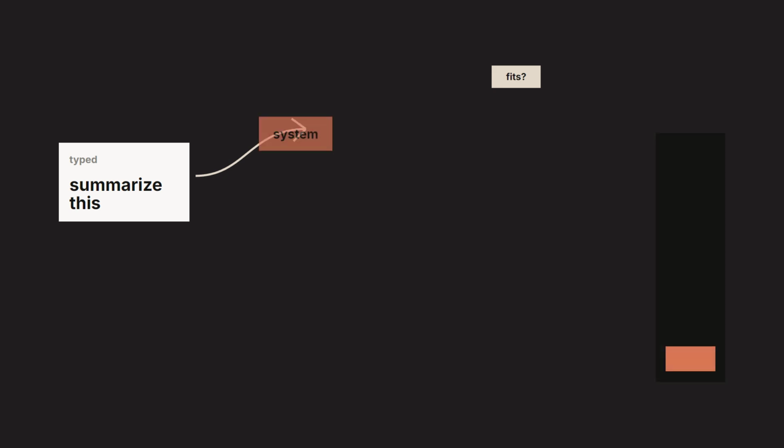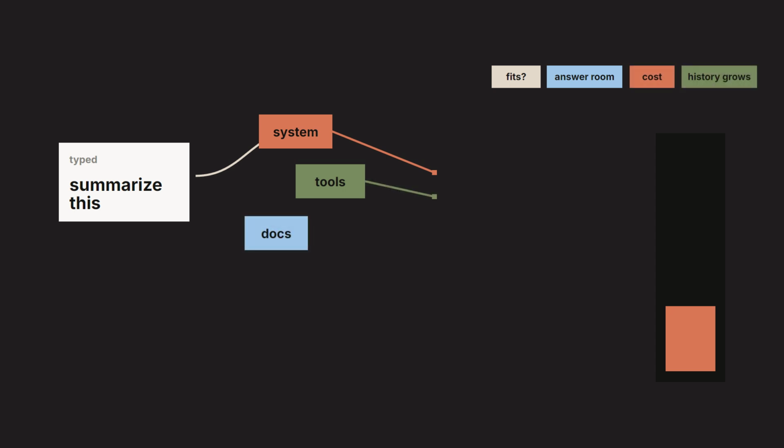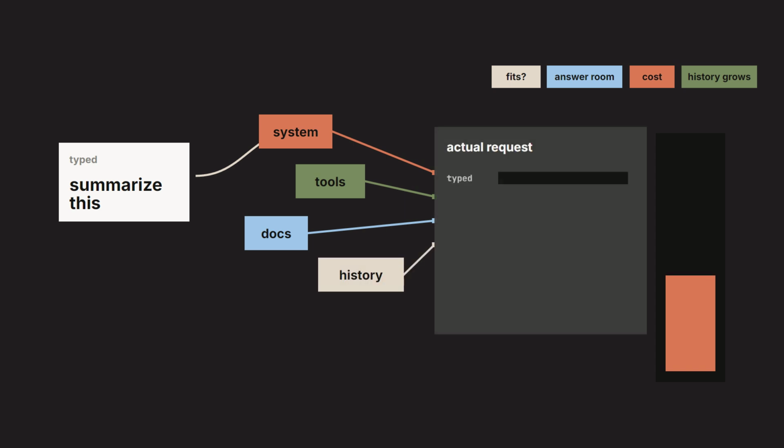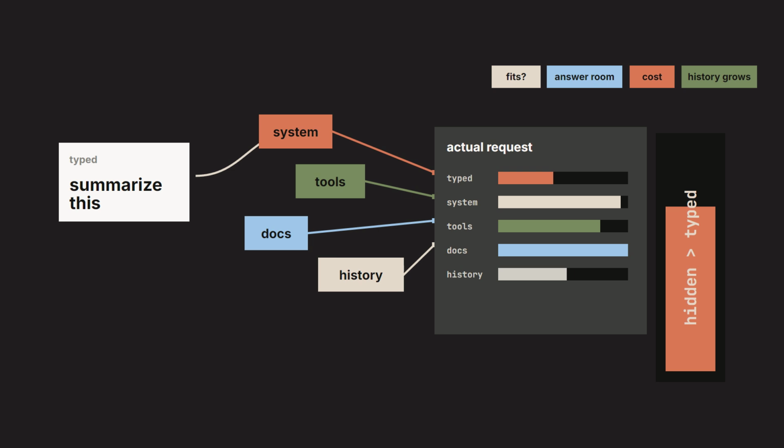Token count controls whether a request fits in the context window, how much room is left for the answer, how expensive a long conversation becomes, and how much extra context your agent attaches. A user might type one short question, but your application can add instructions, examples, retrieved documents, tool definitions, and conversation history before the model ever starts working.